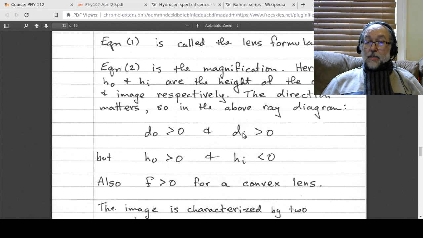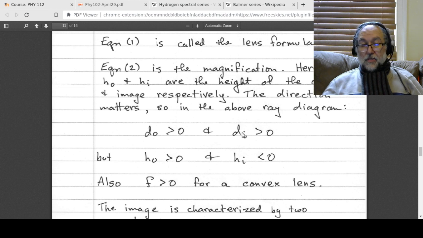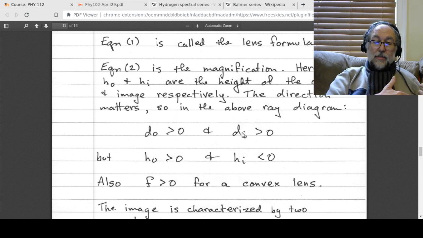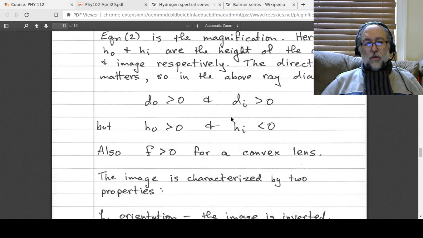If DI is positive, then the image is formed by converging rays on the opposite side of the lens. And you'll see in a minute, if DI is negative, the image is formed because rays are diverging from behind the lens. Okay, so if that's a little bit abstract, hold on, you'll see my next ray diagram.